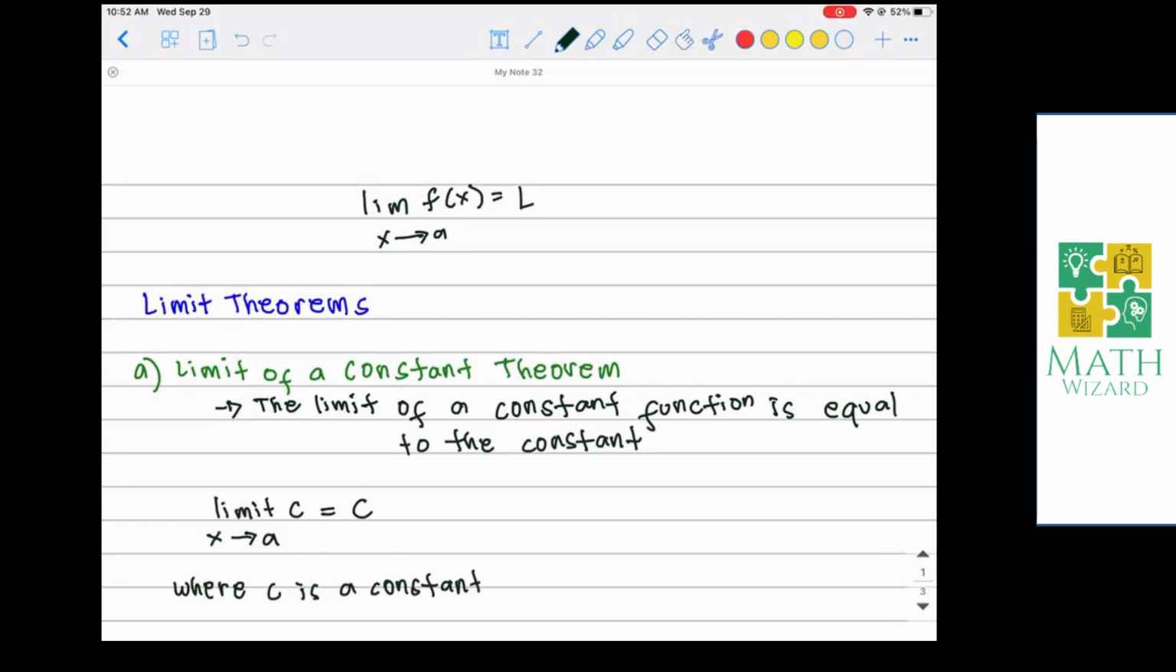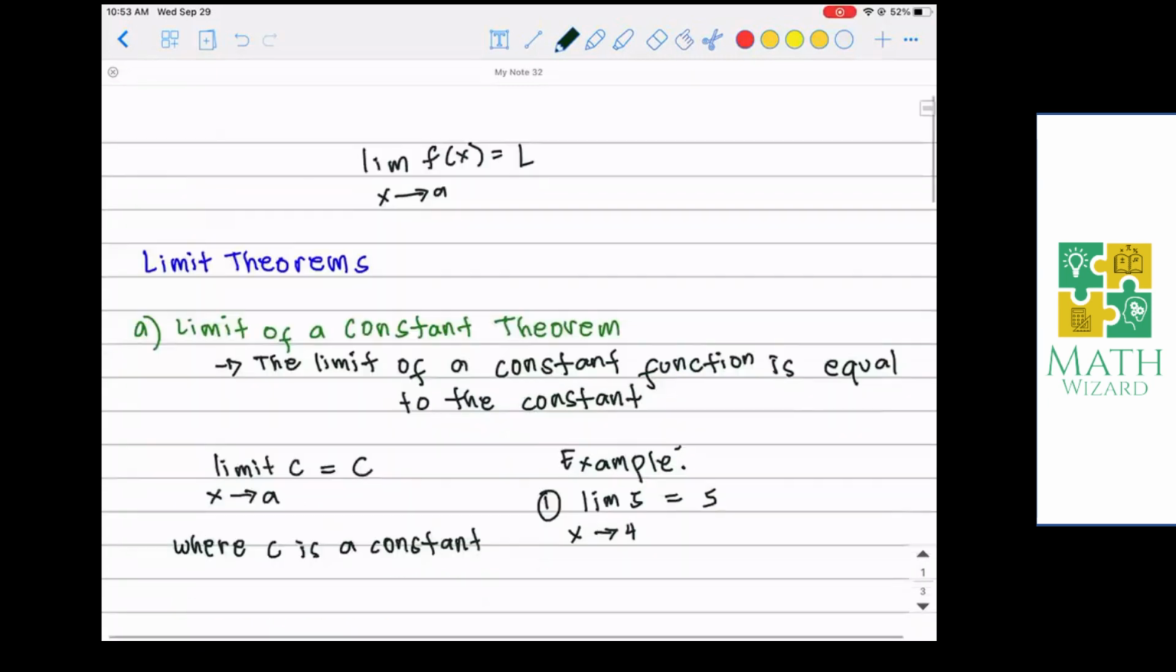Okay. So ang ibig sabihin lang nito, kapag hinahanap natin yung limit ng constant, the answer would be the constant itself. Let's say we are going to find the limit of 5 as x approaches to 4, the answer would be the constant itself, which is 5. So yan yung limit ng constant theorem. Ang ibig sabihin lang niya, kung kukunin natin yung limit ng isang constant, yung sagot niya mismo is the constant itself.